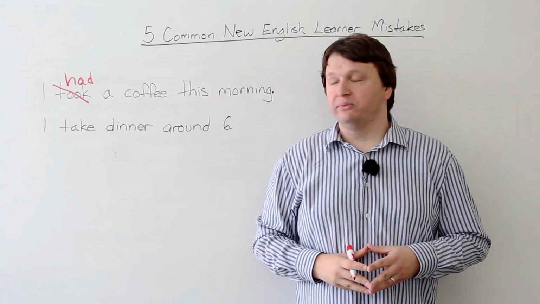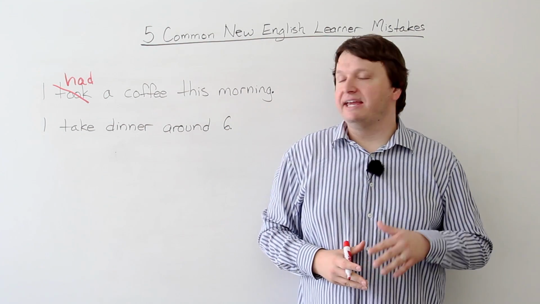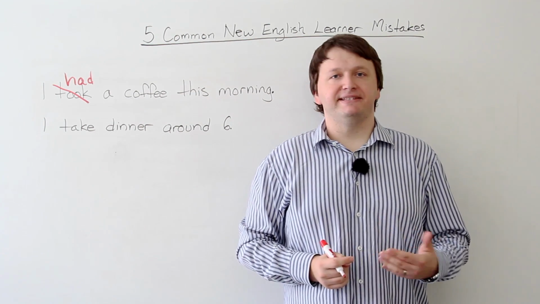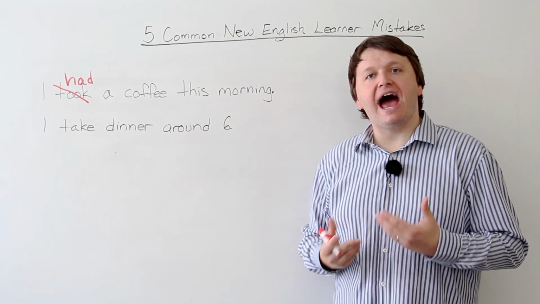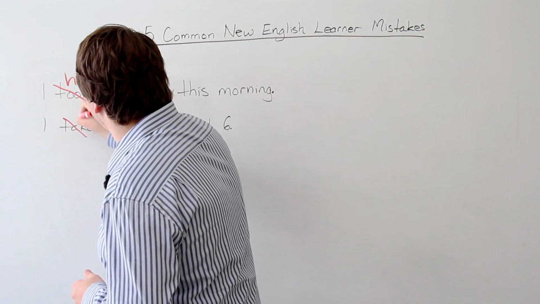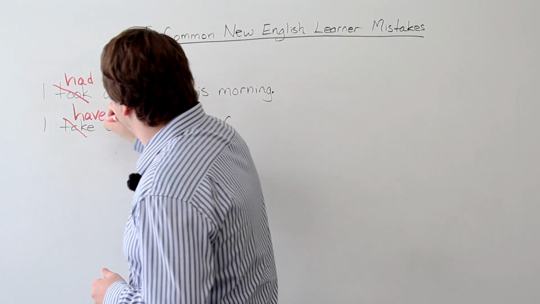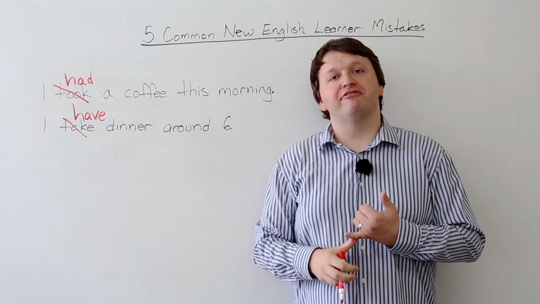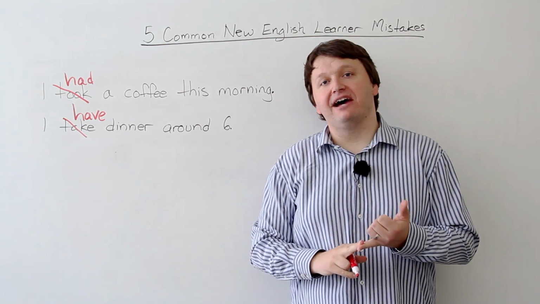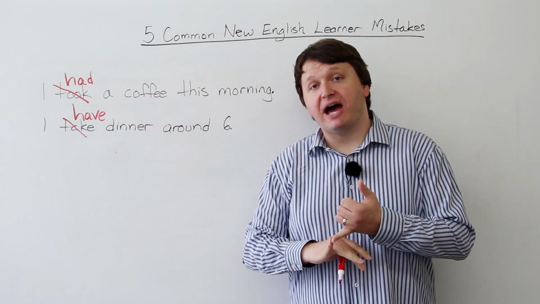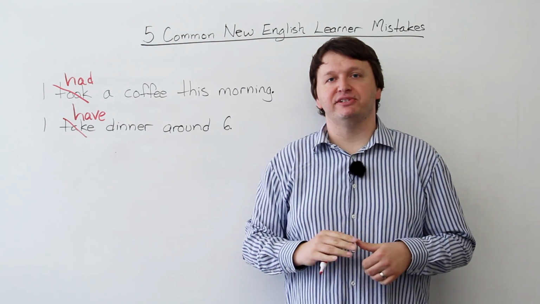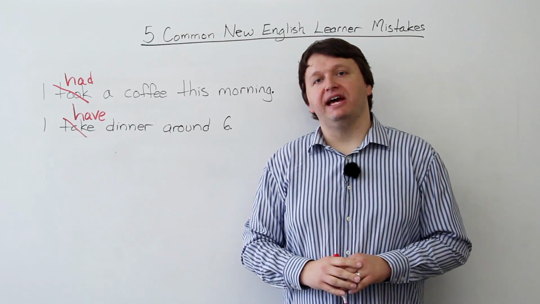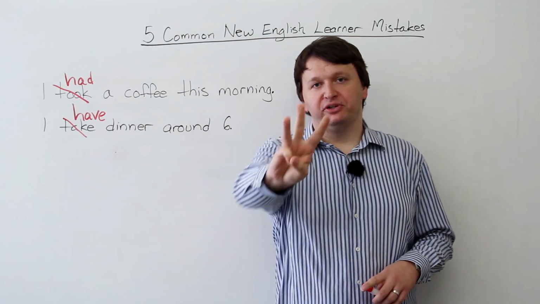Same thing for the second one. So this one says, I take dinner around 6. Well, in English, we don't really say I take dinner around 6. We say I have dinner. Okay, so when you're talking about food, you have breakfast, have lunch, have dinner, have coffee, you have pizza, you have a sandwich. Anything to do with food, use the verb have. Now, let's move on to number 3.